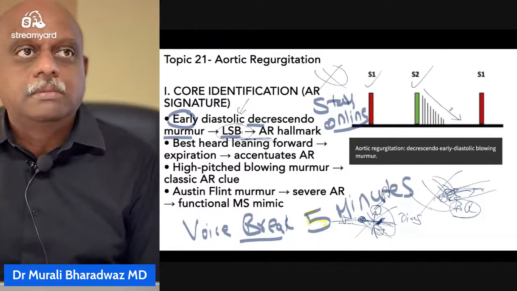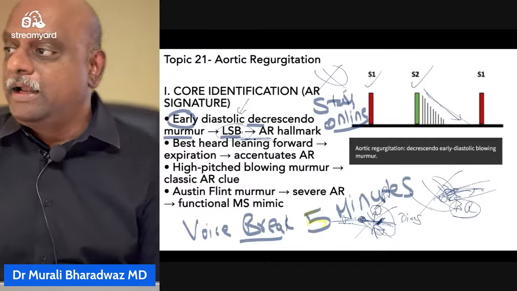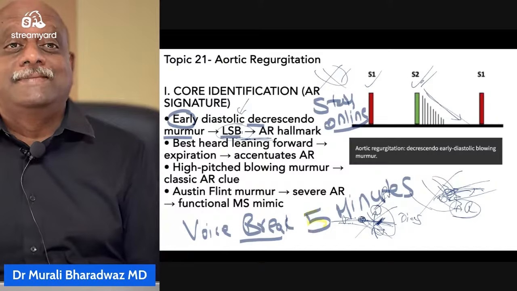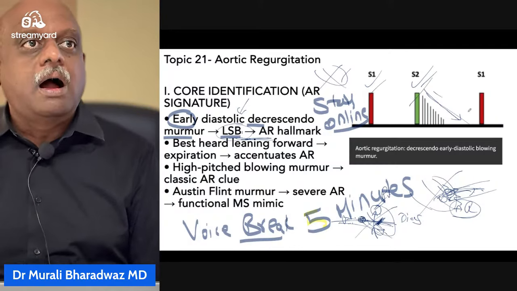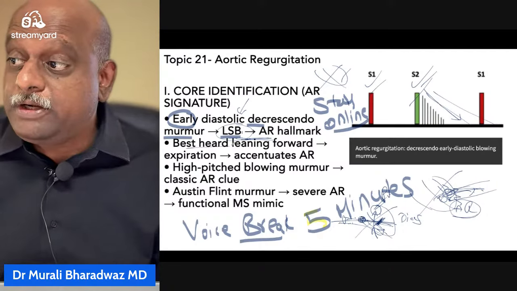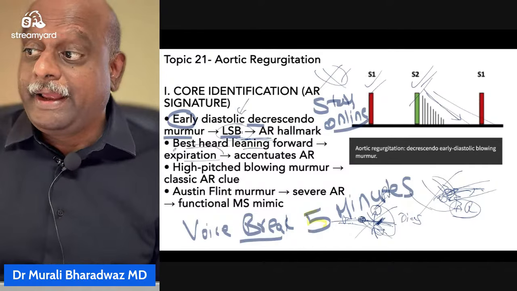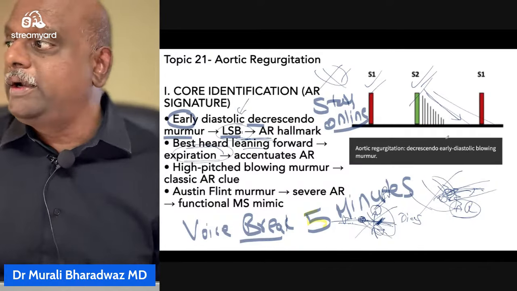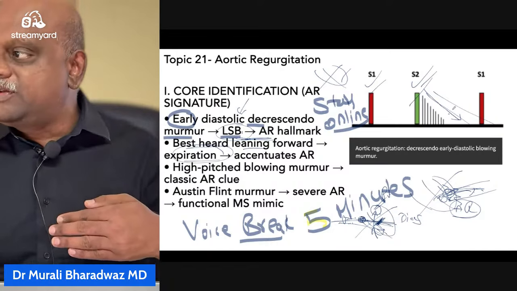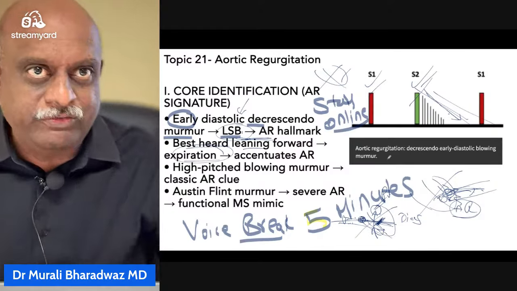Lub, dub. How will it be heard? Lub, dub. Like a post-coital sound. Right? Lub, dub. Right? So, you need to ask the patient to lean forward. Ask him to hold the breath. Then you need to listen. Why? Because the respiratory sounds have the same frequency as the diastolic murmur of aortic regurgitation.